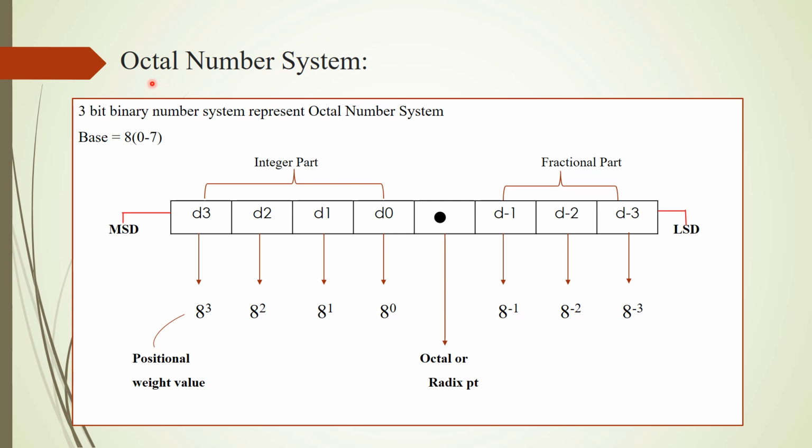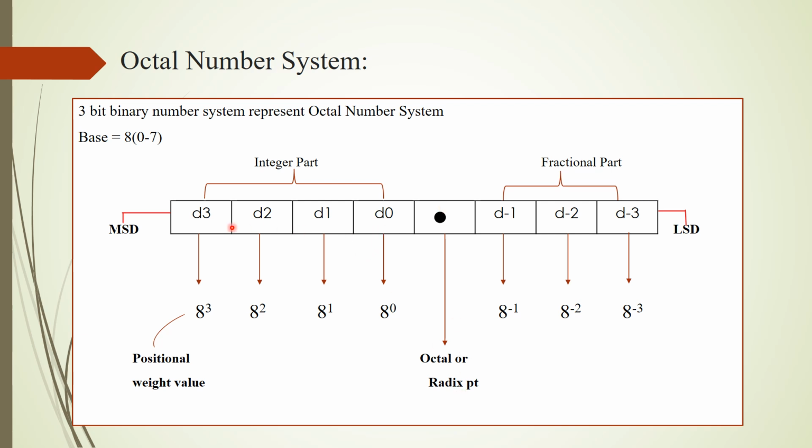Next number system is the octal number system. The octal number system is represented in 3 bits of binary. The base of the octal number system is 8. The octal number system again consists of an integer part and a fractional part. This point is identified as the octal point or the radix point.